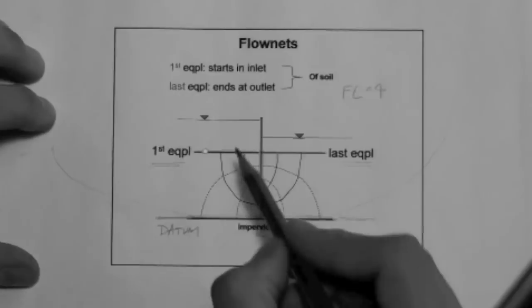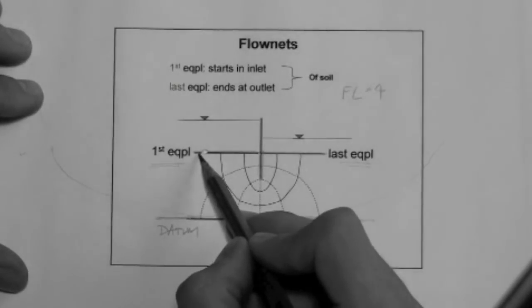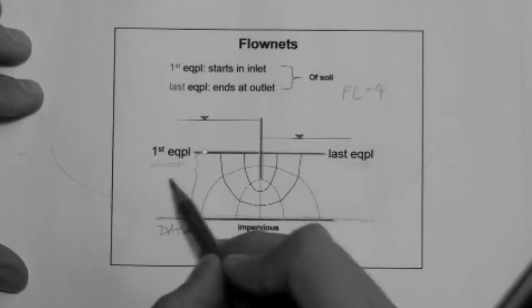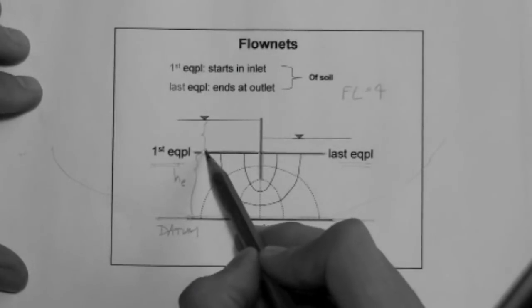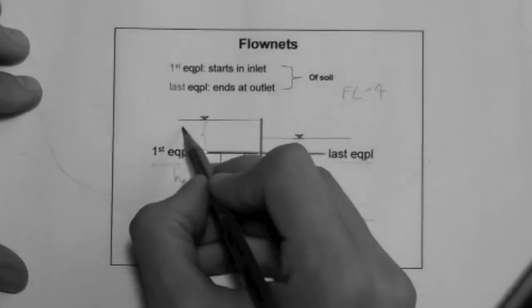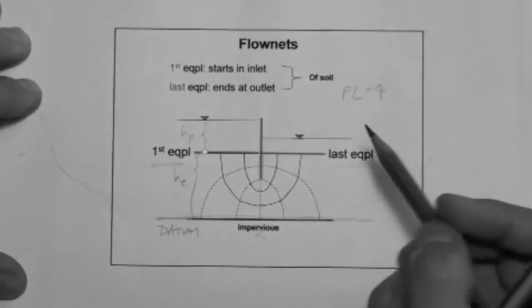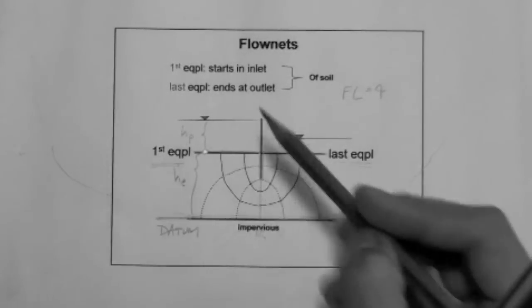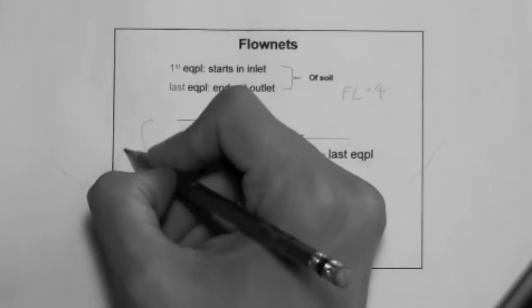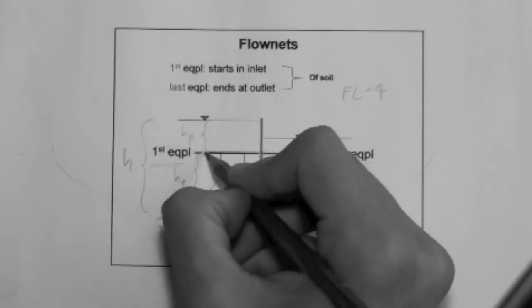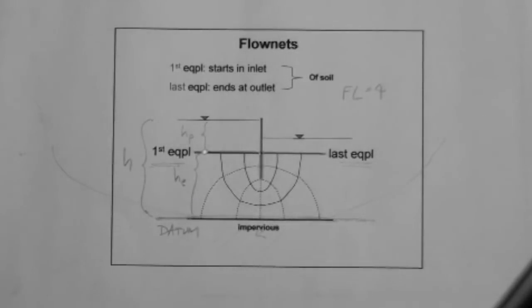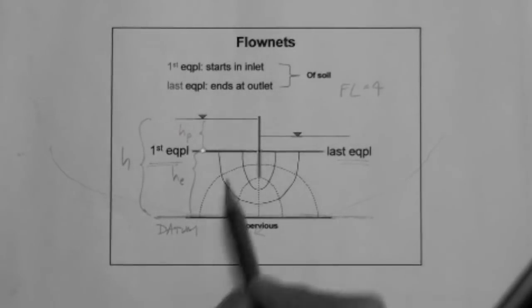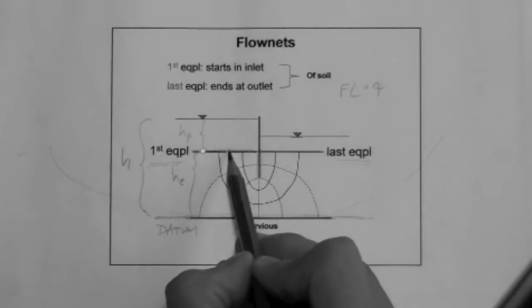So, what is the elevation head at this point? Well, the distance from the datum to the point. What is the pressure head? The distance from the point to the water table above it. So this whole thing is the total head at this point. Okay? Very simple.